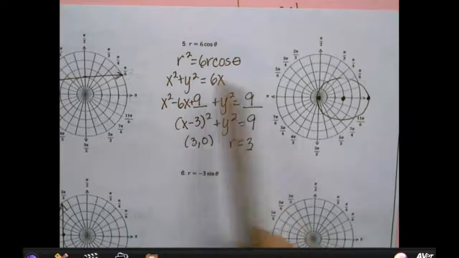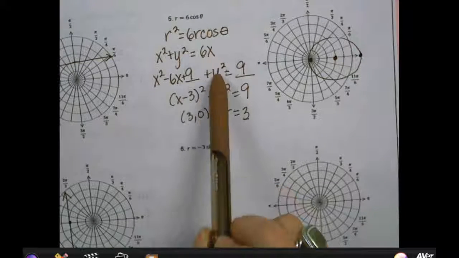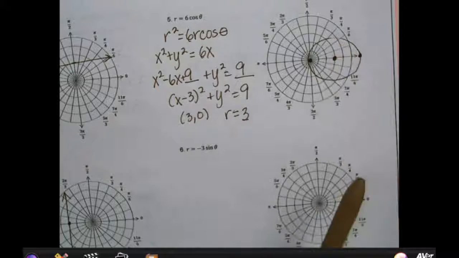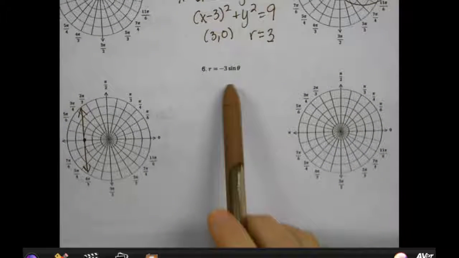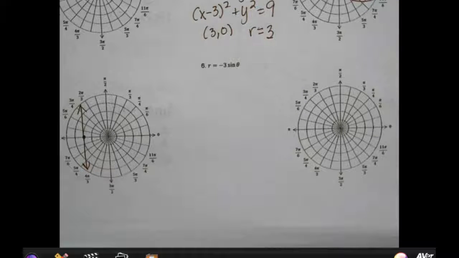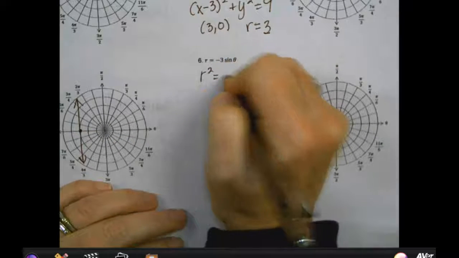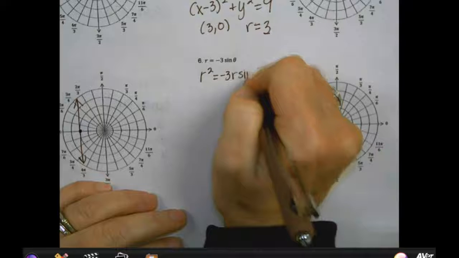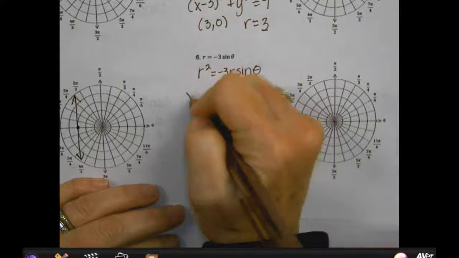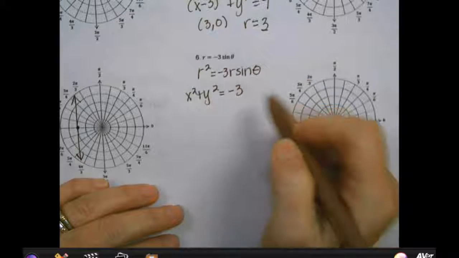Please take note. When we have the cosine, which is the x, the circle is centered around the x-axis, right? Where do you think the next one's going to be centered around? The y-axis, right? Okay, so let's go ahead and multiply both sides by r. The r squared is x squared plus y squared. And then r sine of theta is y.